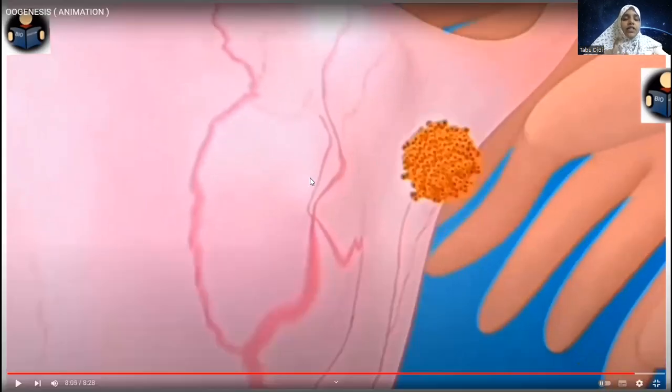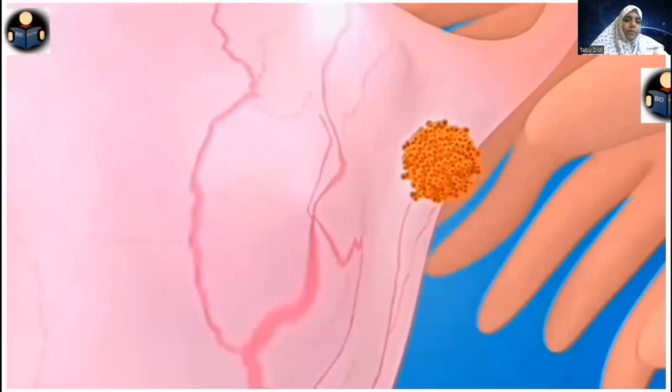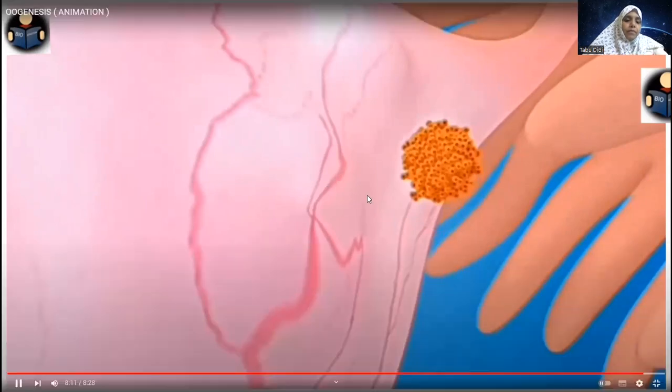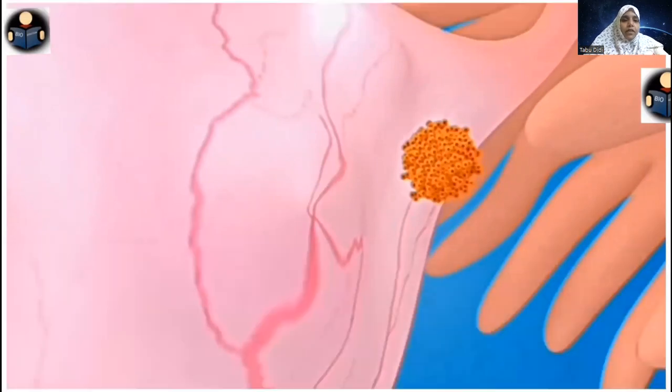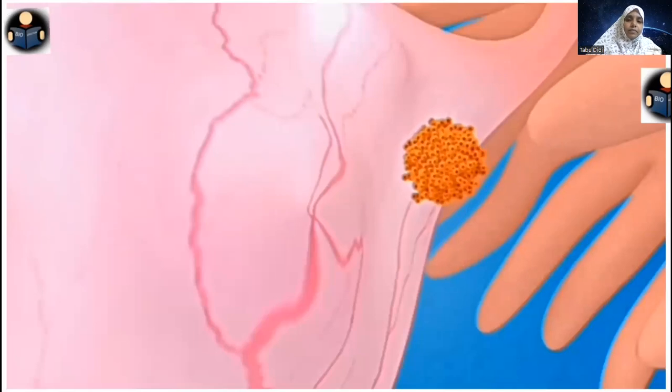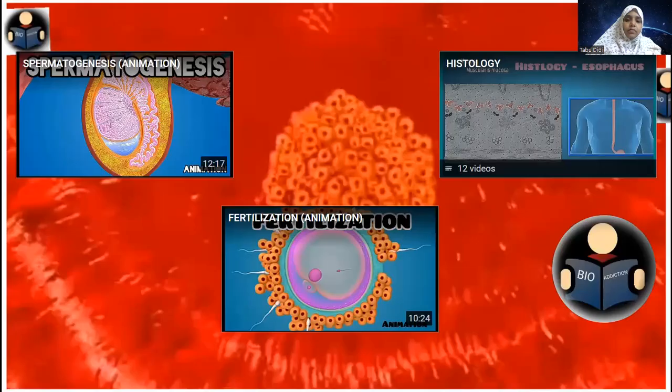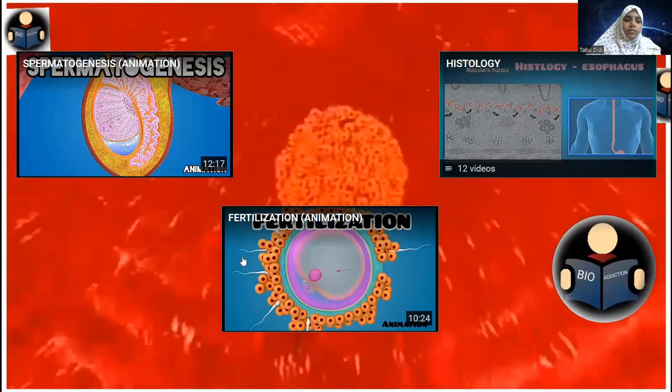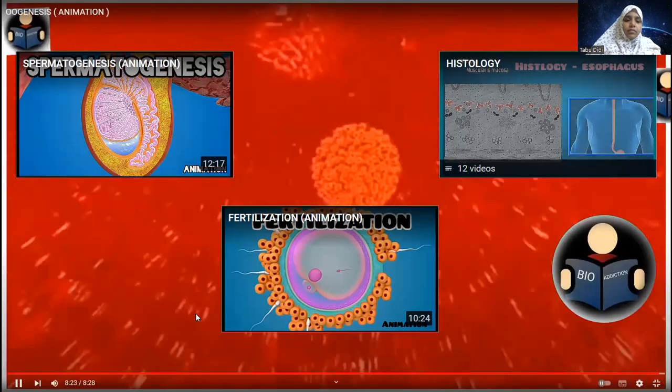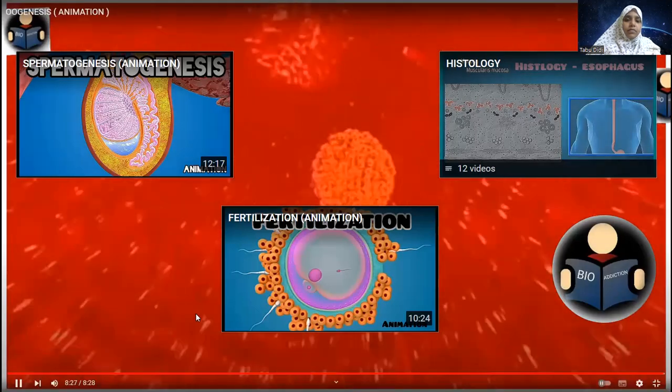This is the release of the mature secondary oocyte. This release of the egg, or release of the ovum, is known as ovulation. This secondary oocyte is surrounded by zona pellucida. This process is called ovulation. Further, the suction action of fimbriae and the movement of uterine cilia transfer the secondary oocyte gradually into the infundibulum.